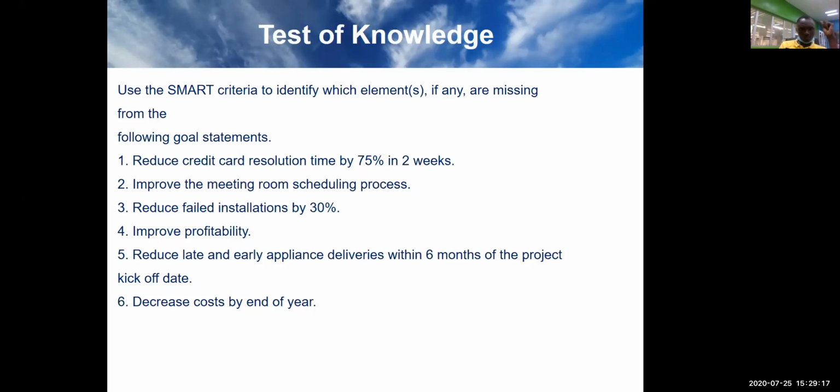What's missing in number five? A lot, right? So you want to reduce something by what? Okay, yeah, we don't know. So the last one, decrease cost by end of year. Not specific, right? It's not measurable. Exactly. Great, great. We're really following with everything.